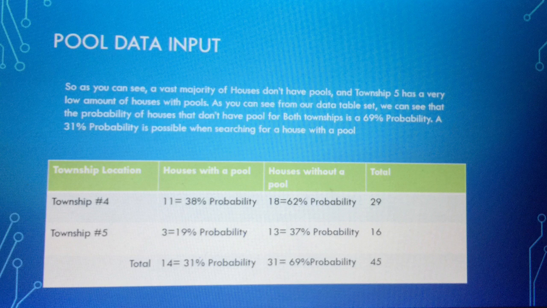Okay, so here we have inputted the data into this little chart. As you can see on the left-hand side, we have the township location, where the townships are located, and the possibilities of the houses with a pool and the houses without a pool. And as you can see, the majority fell into the houses without a pool category. There's a 69% probability, 1 in 31, that a house doesn't have a pool. That's 69% relatively of mostly the data. And 31%, obviously 1/14 of that data, houses do have a pool.